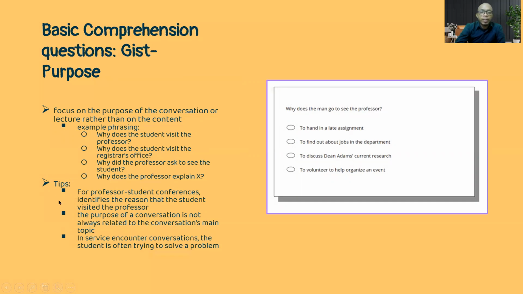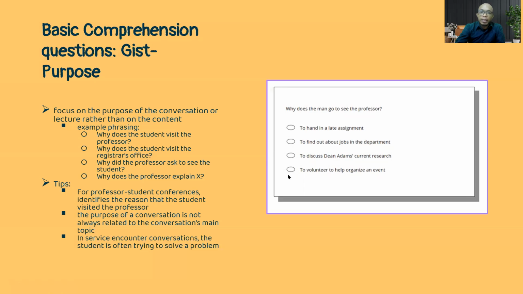And the strategies or the tips are, first, for the conversation between student and professor, you need to make sure you don't miss identifying the reason why the student comes to see the professor. It is almost always asked in the question. And then don't miss the purpose of a conversation, okay? It's not always related to the conversation's main topic, so be careful. Like what I explained before, sometimes the reason why the student comes to the professor is different from the main idea that they are talking about after they meet.